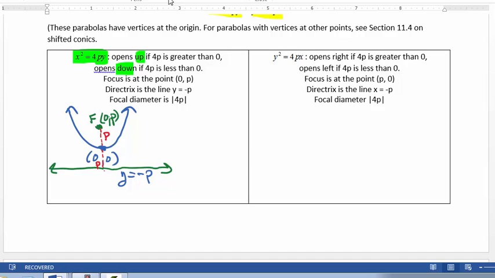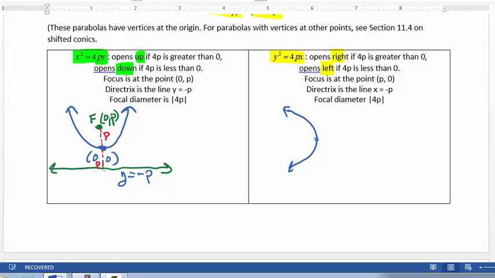x squared equals 4py. And then, of course, the other form would be y squared equals 4px. And these are going to either open right or left. They're going to open right if 4p is greater than 0. They're going to open left if 4p is less than 0. So since here we did the one that opened up, over here I'll do the one that opens left. So let's say you had a parabola that looks like this.